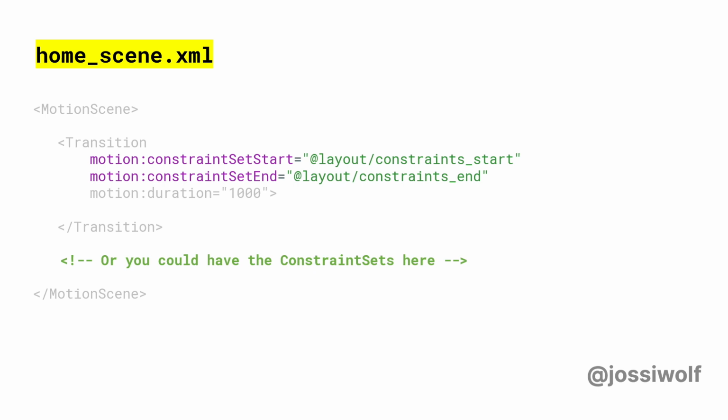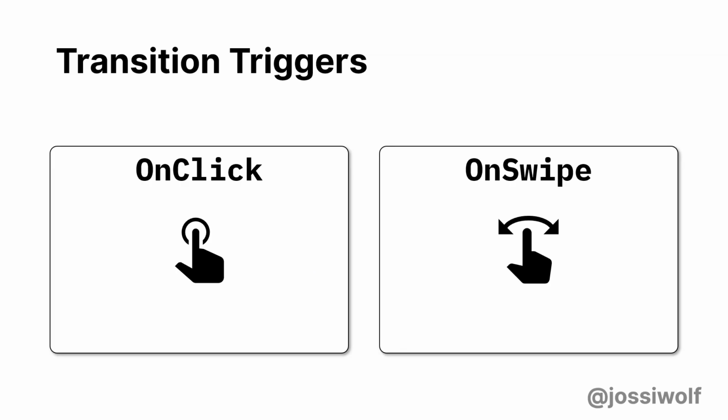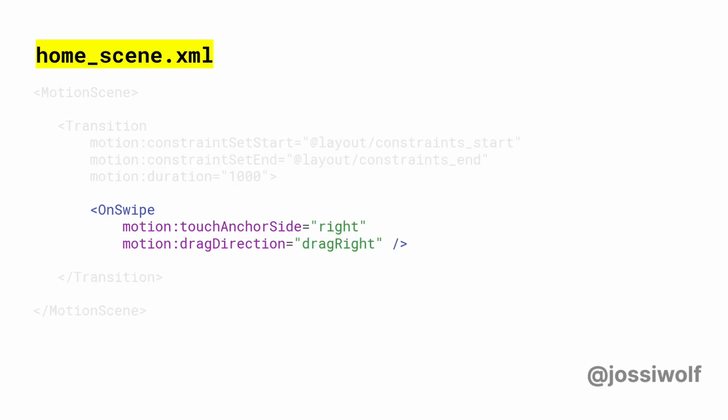More on that later. And now we have the transition triggers, because obviously we have our transition and we want to trigger it. So we can go for either on click, or we can go for swiping if we want to be fancy. Obviously we want to be fancy.